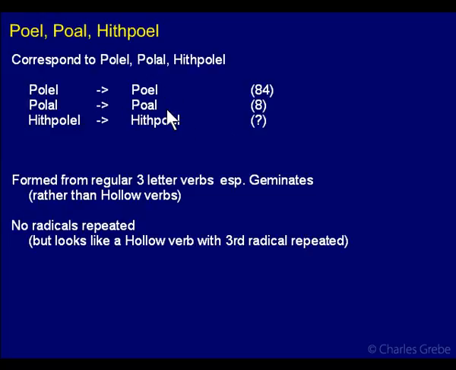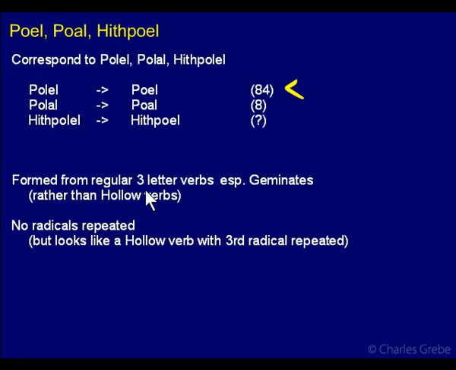So these here, Poel, Poal, Hithpoel, they correspond to Polel, Polal, Hithpolel. This one has a reasonable number of occurrences. Poel, 84 of them. Not many Poals, just like there weren't many Polals. I think there were 12 that I found. And in my database, or my program, Accordance is what I'm using, I couldn't find any Hithpoels. Now, maybe they named it differently, I'm not sure.